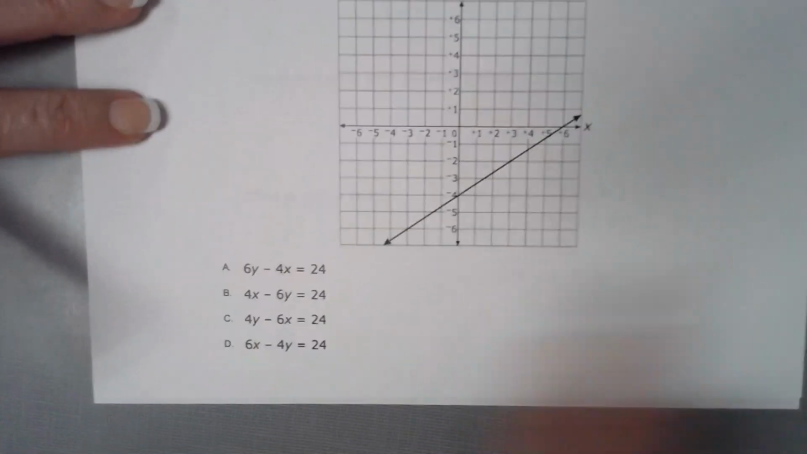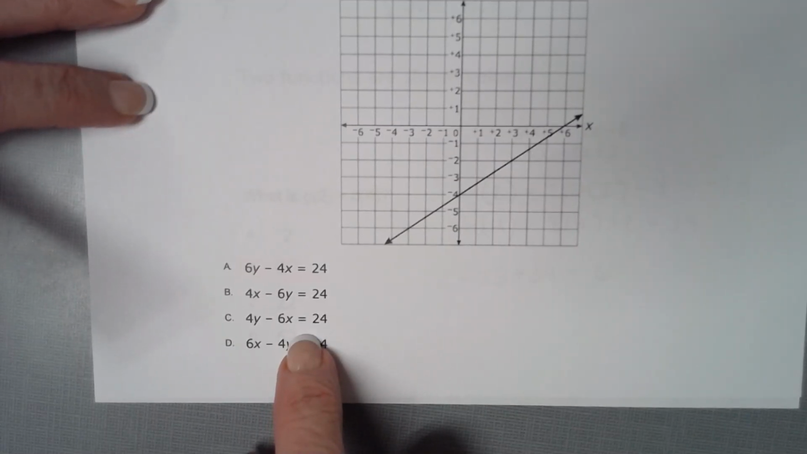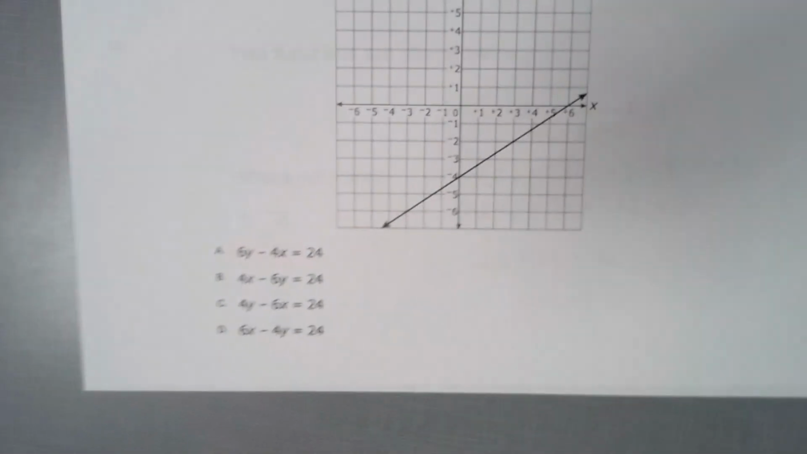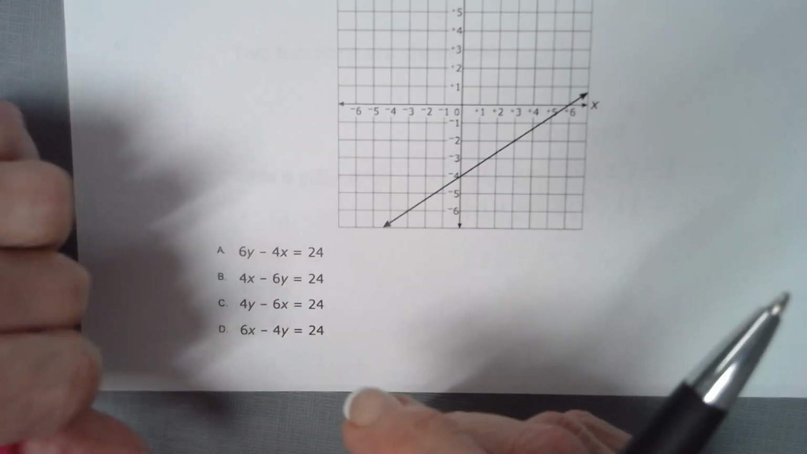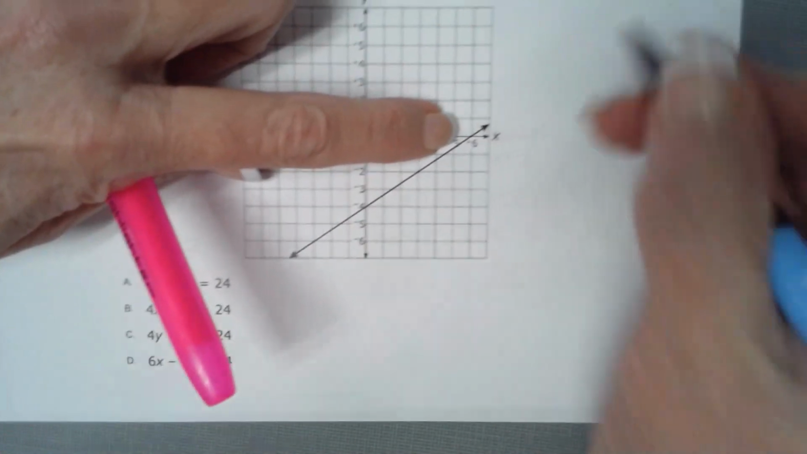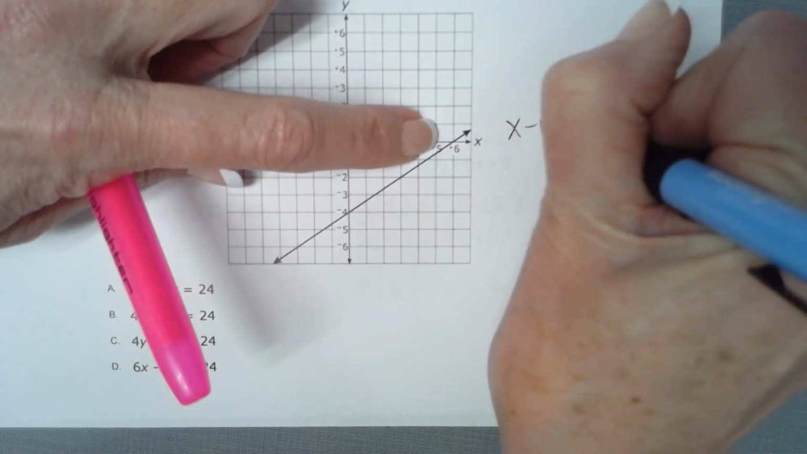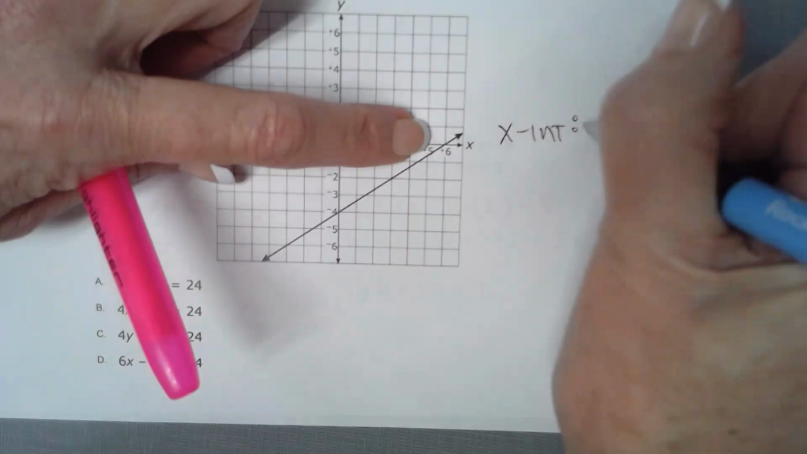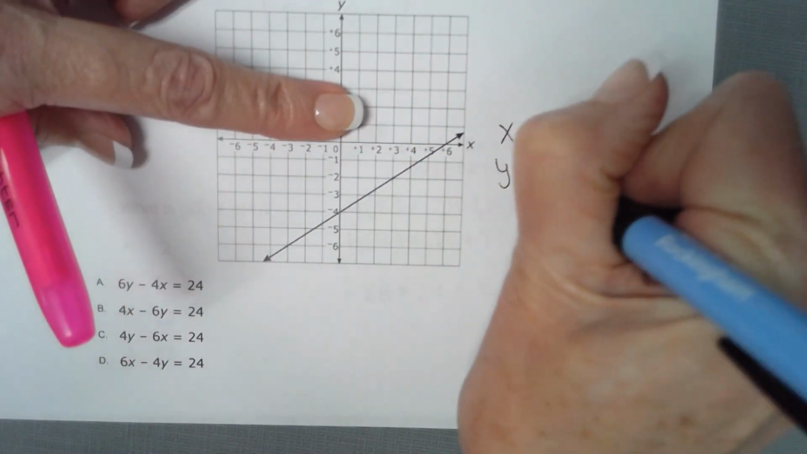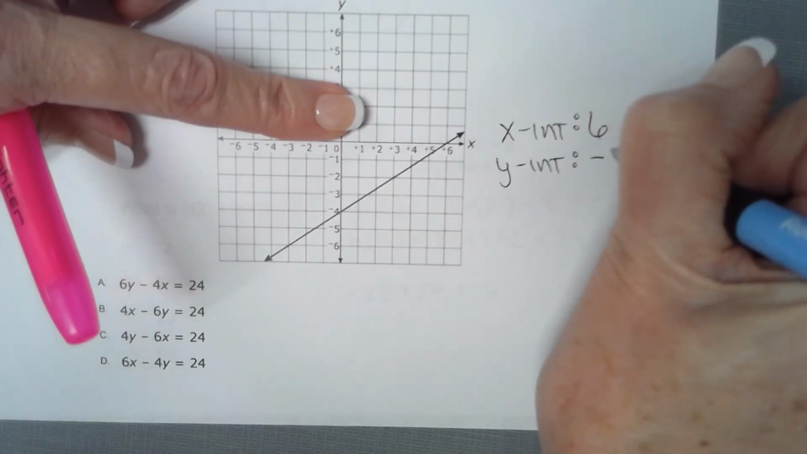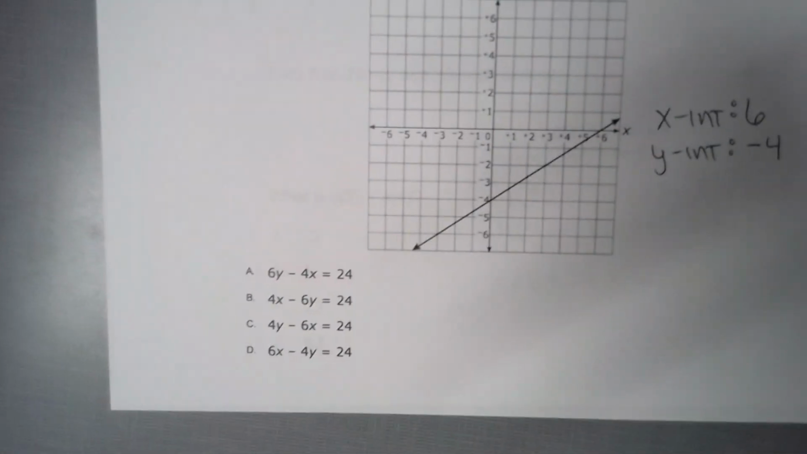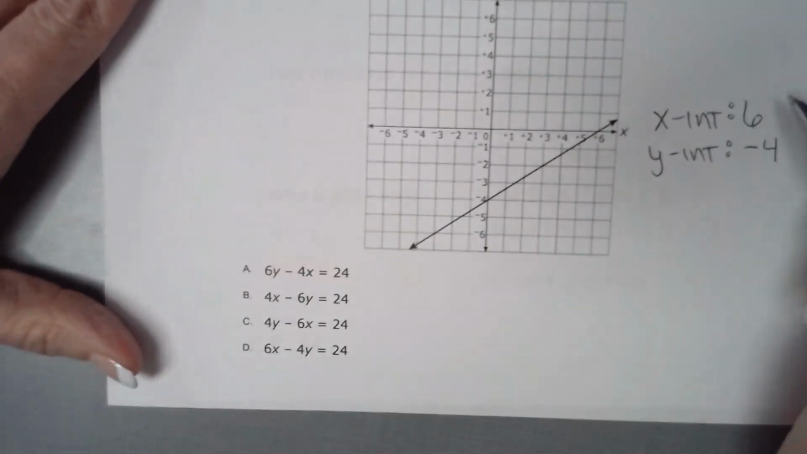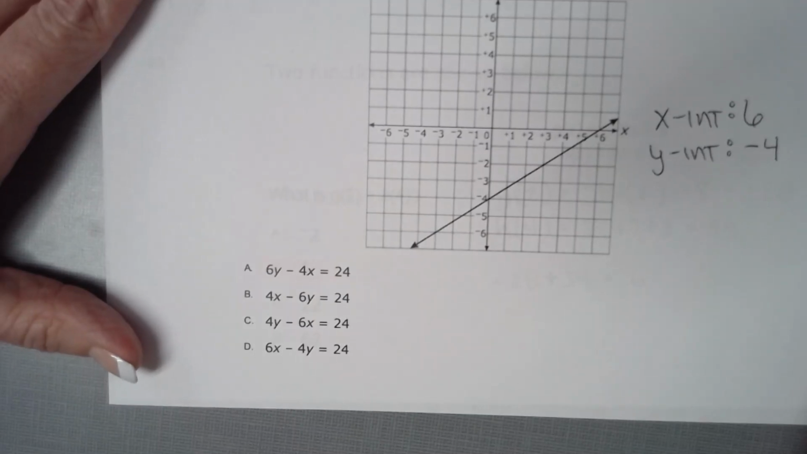All right. Last one. We're given a linear graph and asked to match it to the equations. Y'all, the equations are in standard form, which is tougher. The best way to do it is going to be x and y intercepts. Okay, so in this graph, my x-intercept is what? +6. My y-intercept is what? -4. So I am going to cover up until I get an x-intercept of +6 and a y-intercept of -4.